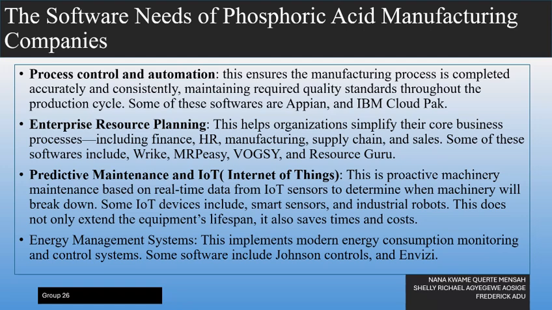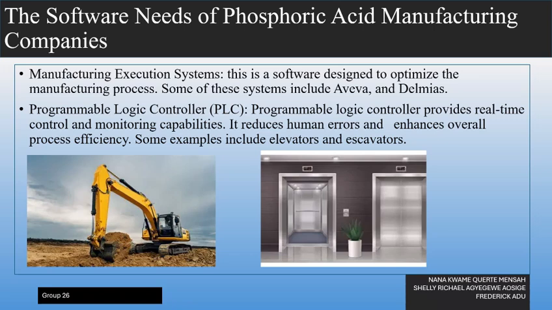Energy management systems. This implements modern energy consumption monitoring and control systems. Some software include Johnson Controls and NVIDIA. Manufacturing execution systems. This is a software designed to optimize the manufacturing process. Some of these include Aviva and Delmias.